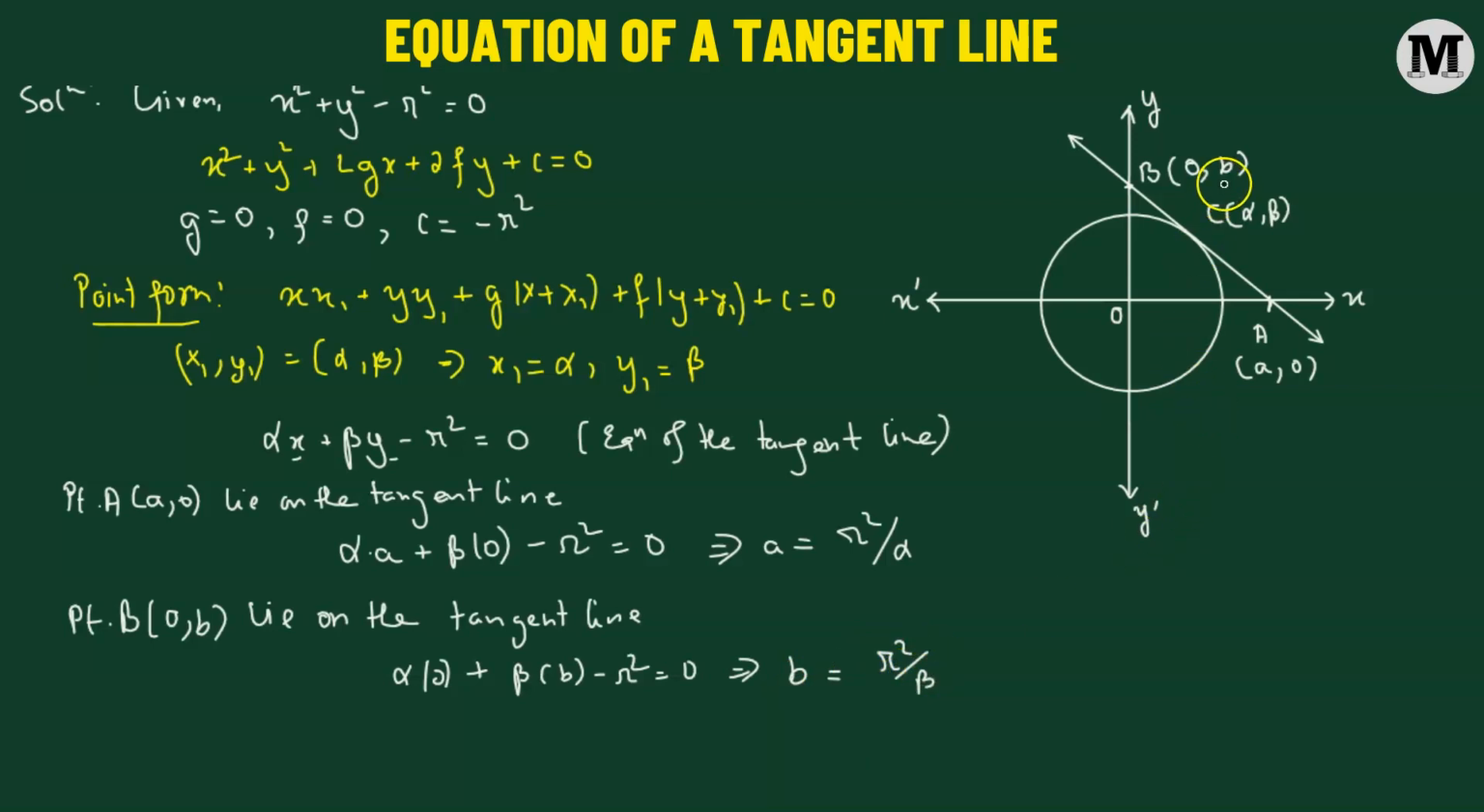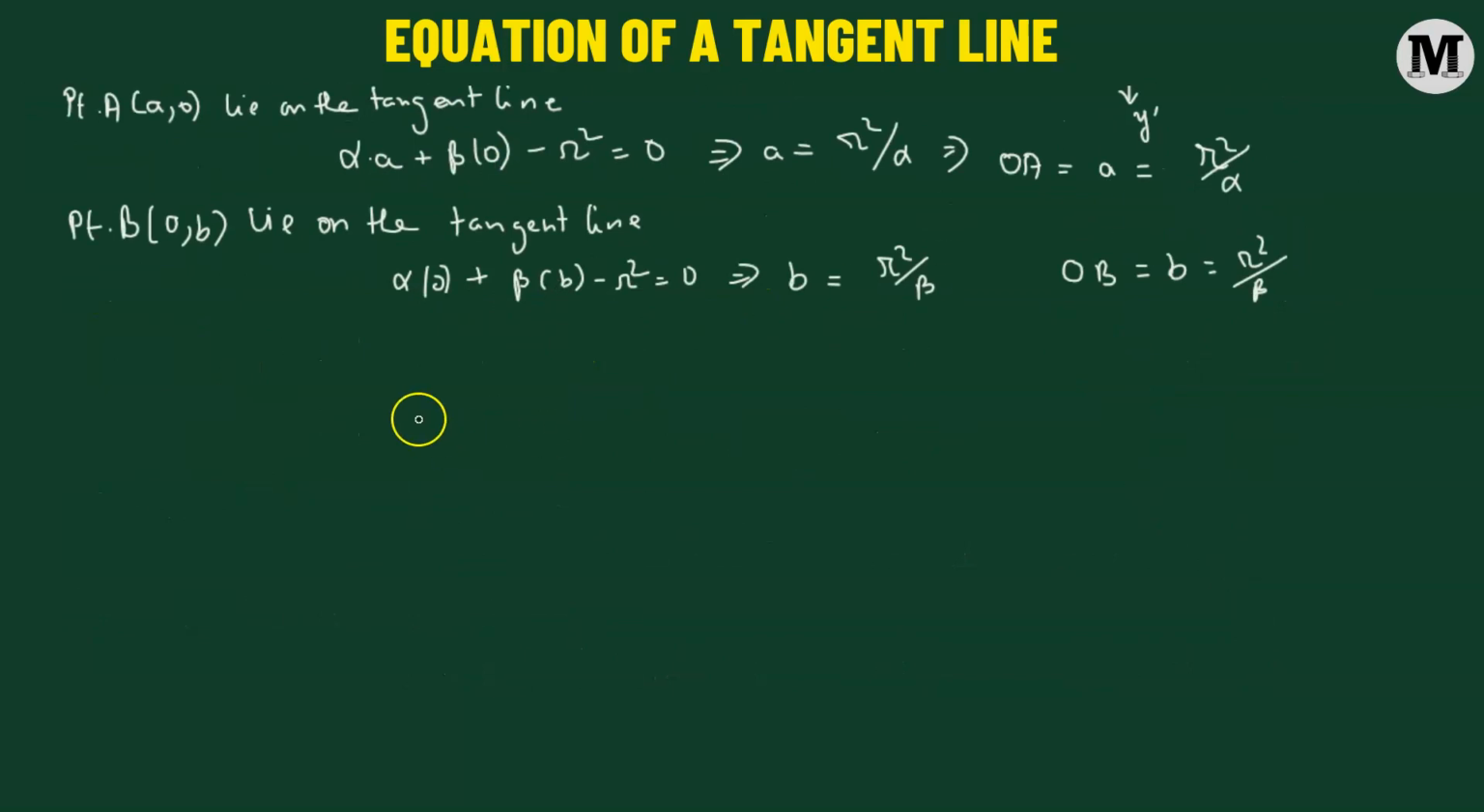If our b value is r squared over beta, we can clearly say that the y-intercept OB is nothing but the value b, which is r squared over beta. And from the value of a, we can say that OA, the x-intercept, will be equal to r squared over alpha. So we have successfully obtained the length of the base and the length of the altitude. All we have to do is multiply them and divide by 2. That's going to give us the area of triangle OAB.